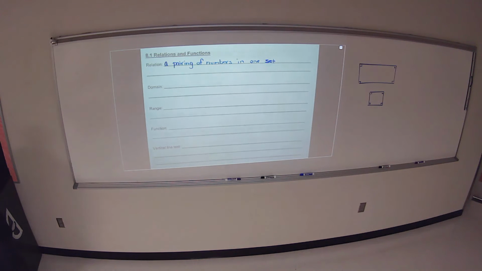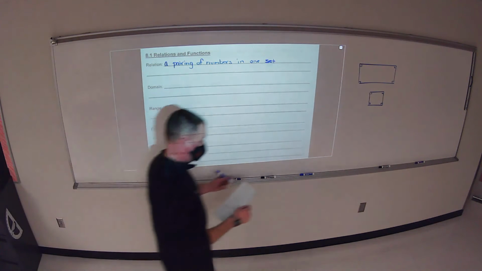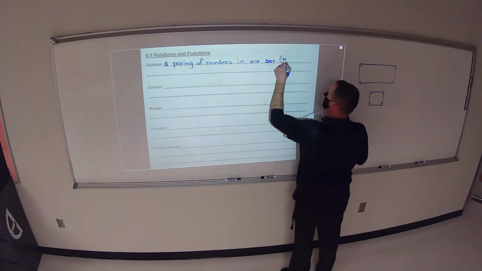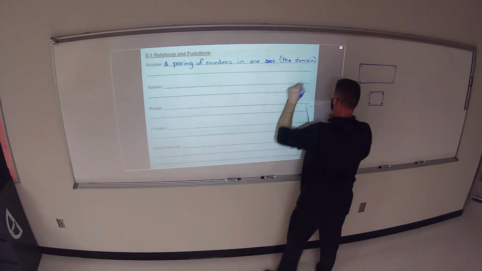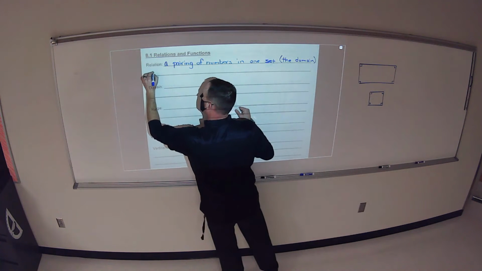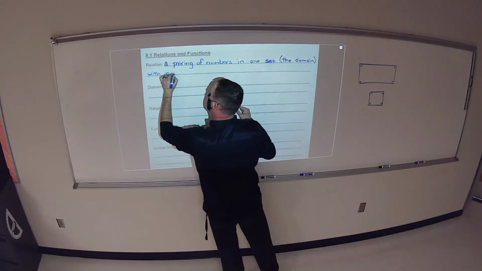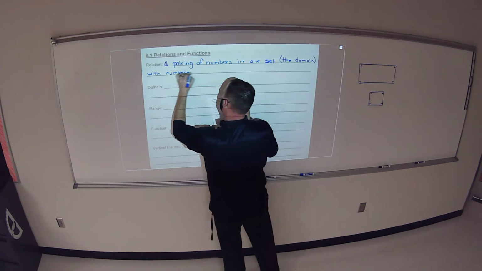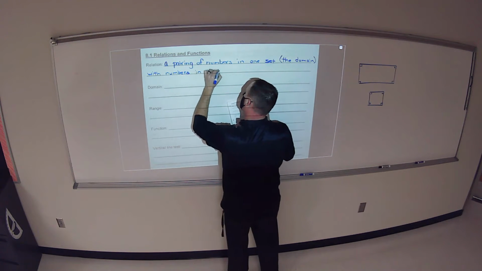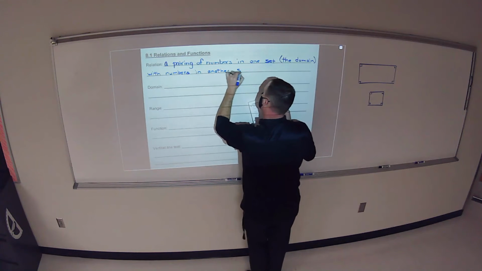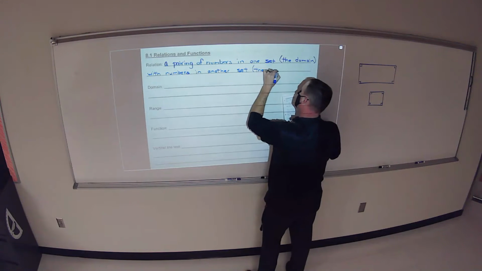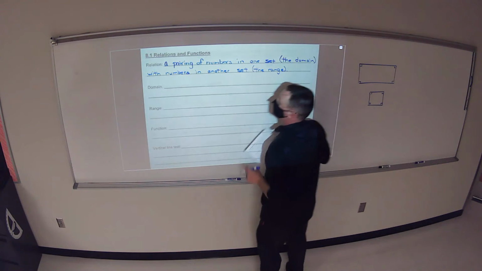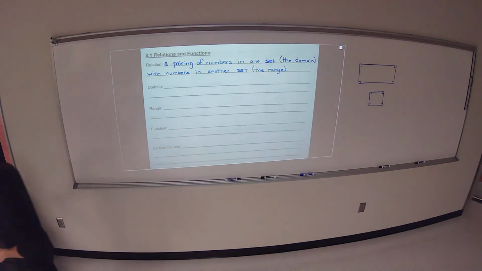So a pairing of numbers in one set, this is what we call the domain, with numbers in another set, called the range. That is what a relation is.